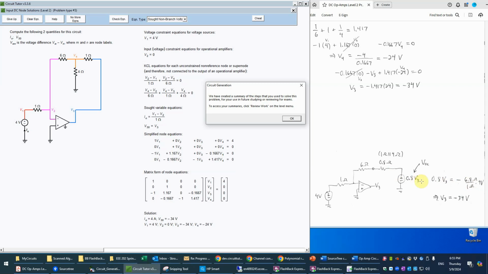So the V3 is really the unknown here. That's the output voltage of the op-amp. And so we can solve this equation for V3, just dividing by 0.8. And if you do the math there, you do get negative 34 volts, which is what we did through this much more elaborate analysis.